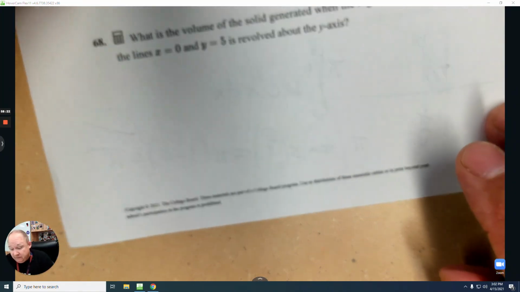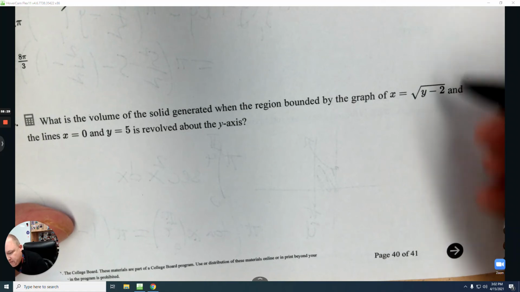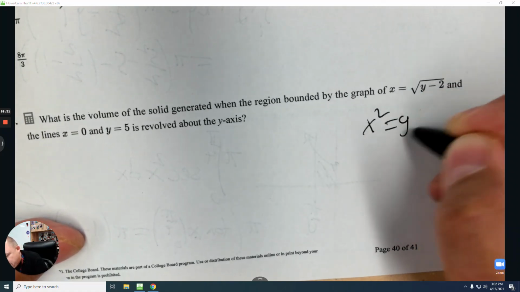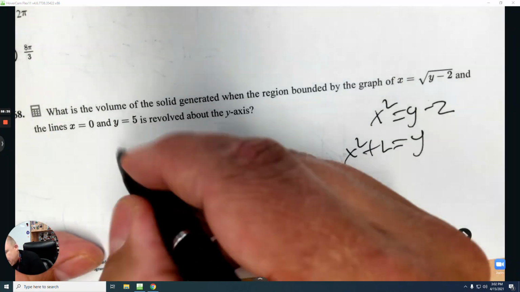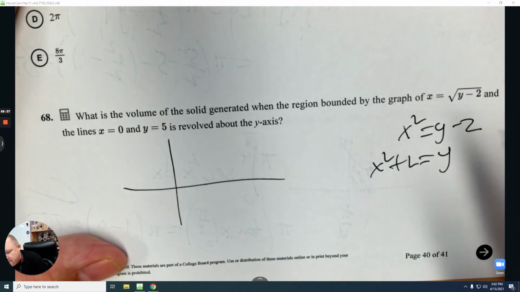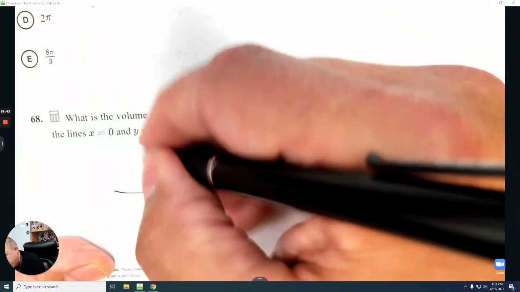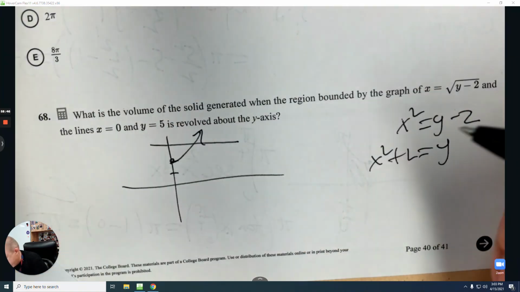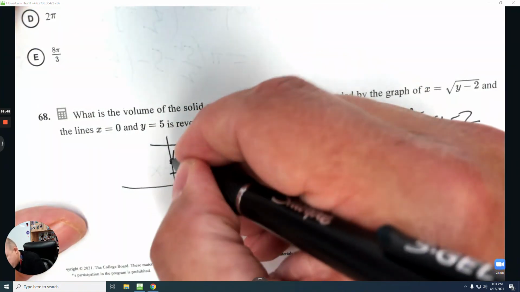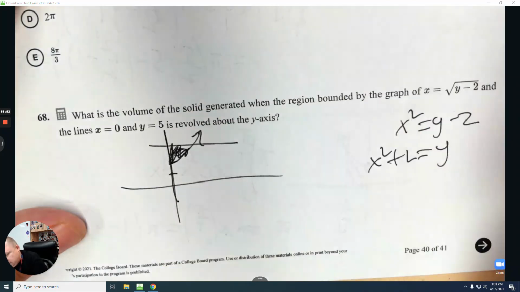So 68 is the last one with the calculator. The volume generated. So I think it's easier here if we square both sides and then add 2 so you know what the graph looks like. So if you square and add 2, you go to 2 and it's a parabola. And a line at y equals 5. And you're revolving this around the y-axis.